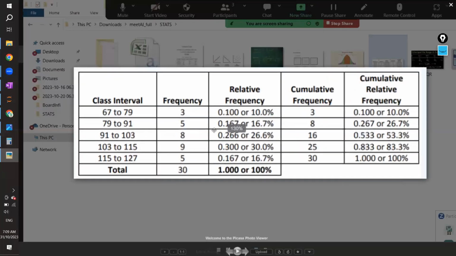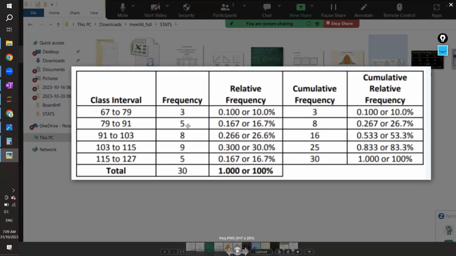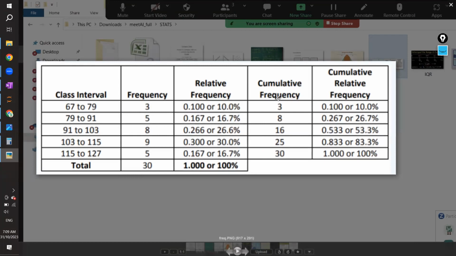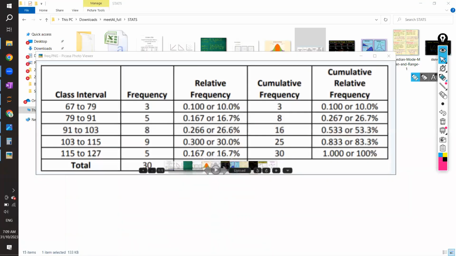If you see over here, you have the class intervals. This is a frequency, this is a relative frequency, this is a cumulative frequency, and this is cumulative relative frequency. Now, what's the difference? Cumulative frequency considers that value and also all the values below it. For example, for 3 it is only 3. Next, for 5 it will be 5 plus 3, that's why 8. For 8, it will be 8 plus 5 plus 3, that's why it is 16. So cumulative means just the sum of.